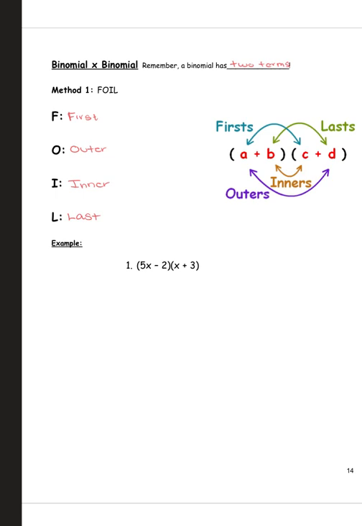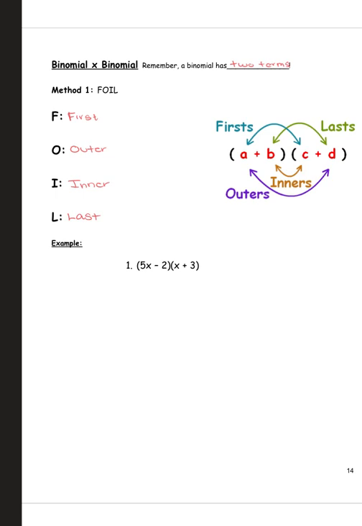So this will not work when we're multiplying a monomial times a binomial or a trinomial times a binomial. It's just for binomial times binomial. So if we look at this example, we have a plus b times b plus c. It shows us that first means the first term in each of the expressions. So we have a and c. So first means I'm going to multiply the first term in each of those expressions.